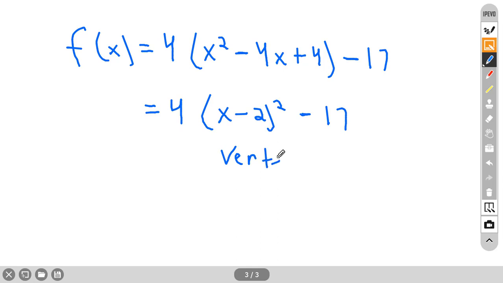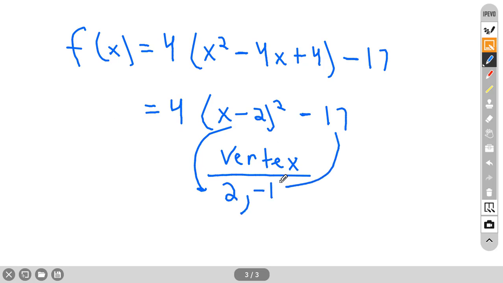Now from this point right here, I can go ahead and find my vertex. Remember from the previous problem, your vertex is going to be the answer to that equation right there, which is 2. And then the answer to this number, which is negative 17. It's already in answer form. Okay, now we just need to go ahead and graph it.